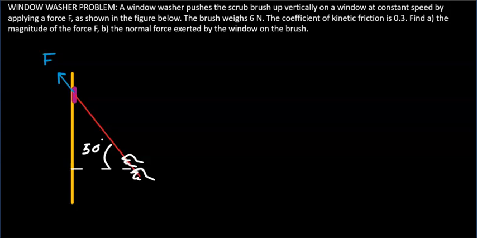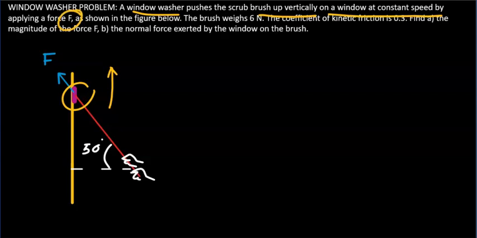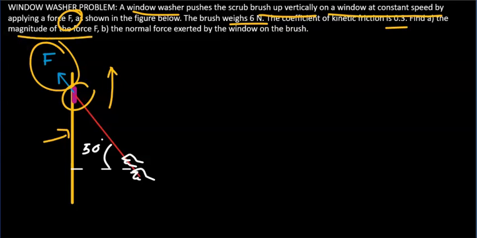Problem 3. A window washer pushes the scrub brush up vertically, like that, on a window at constant speed by applying a force F that goes in that direction. The brush weighs 6 newtons. The coefficient of kinetic friction is 0.3. So that is the coefficient of kinetic friction between the brush and the surface of the glass. Find the magnitude of that force F and also the normal force exerted by the window on the brush.